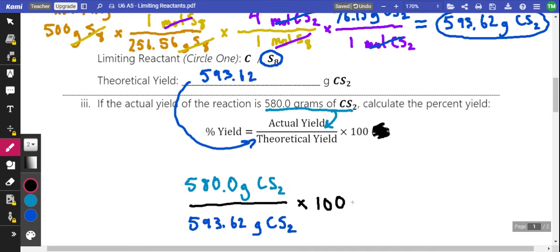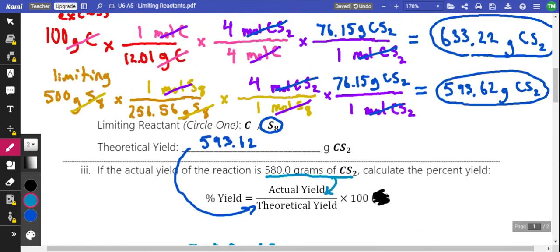It's kind of confusing. Okay, so if I take 580 divided by 593.62, multiply by 100, we get a percent yield of 97.71-ish percent of our product yielded. So we got about 97.7% of what we expected to get, which is pretty darn good. The closer to 100% your yield is, the better you are, and the lower your chances that you made a mistake or an error or a mishap happened in the lab.